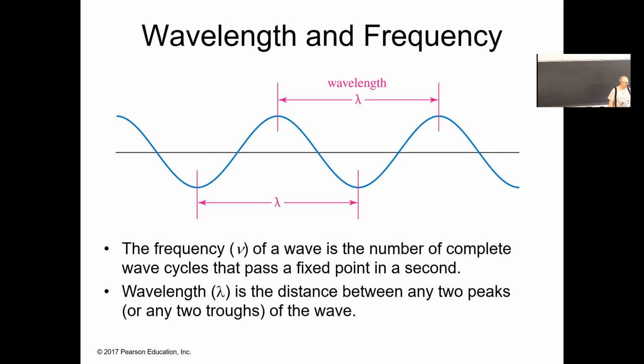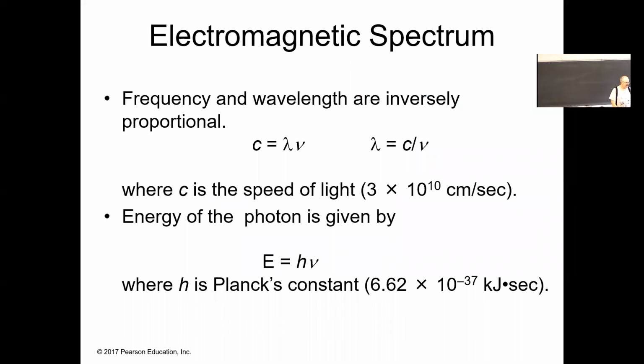Electromagnetic radiation travels in waves. The frequency, nu, of a wave is the number of complete wave cycles that pass a fixed point in a second. Wavelength, lambda, is the distance between any two peaks or any two troughs of the wave. Frequency and wavelength are inversely proportional. Okay, if we multiply them together, we get the speed of light, c, which is 3 times 10 to the 10th centimeters per second.